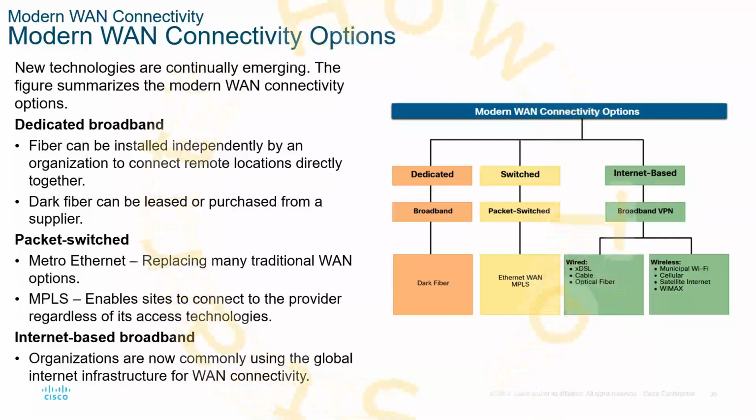If that doesn't quite work, then we have a switched network design, and that's going to be packet switching, and that'll either be Ethernet, Metro Ethernet, or MPLS. These are all different types of modern day WAN connectivity. Dark fiber is easily going to be one of the growing areas, and that can be purchased or leased from different suppliers, and essentially it's just long distance fiber.